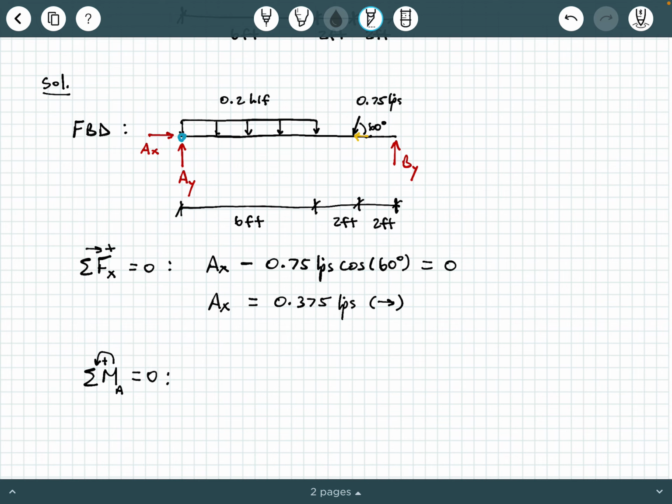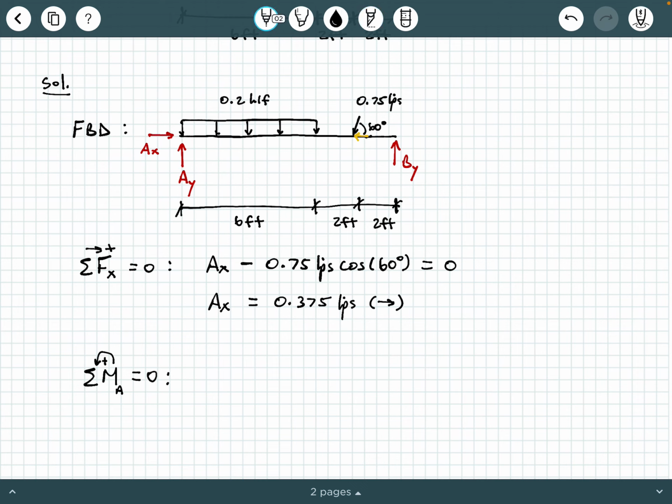So because there's no perpendicular distance, that means AX and AY, neither of those two are causing a rotation around or about point A. The first thing that's going to cause a tendency of rotation about point A is the 0.2 KLF, okay? If you notice, 0.2 KLF is pointing downwards, which means it's going to cause a clockwise tendency of rotation about point A.